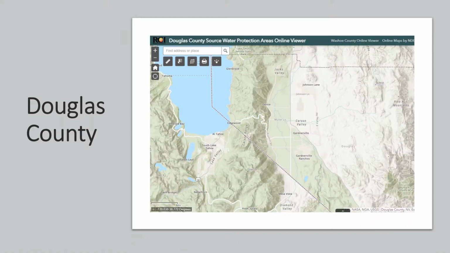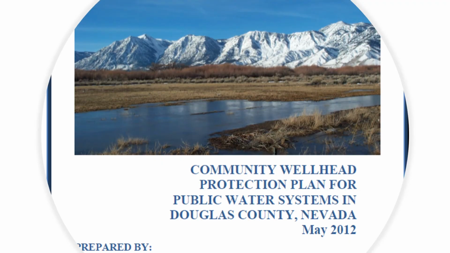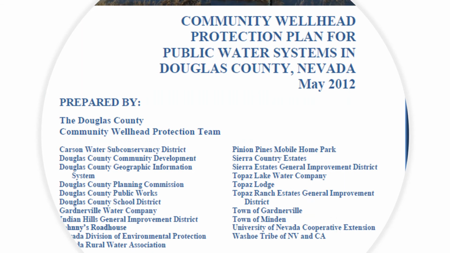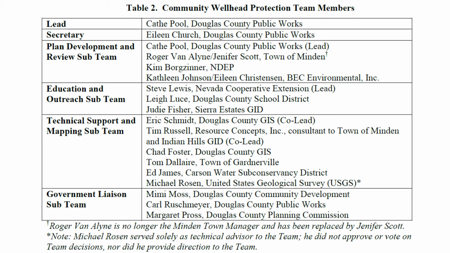Now I'm going to bring the presentation closer to home. Let's take a look at Douglas County. The Community Wellhead Protection Plan for Public Water Systems in Douglas County was completed only about 9 years ago. This is a really fabulous document, and a lot of hard work went into it by a huge variety of stakeholders. Many of the stakeholders that helped to create the plan are no longer in the positions that they held 9 years ago.